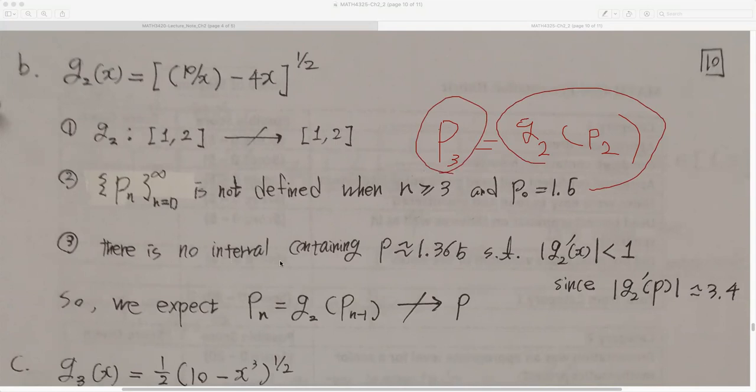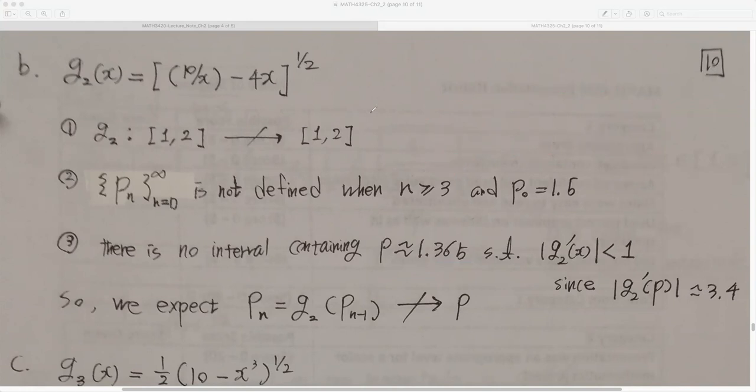And then there is no interval containing P 1.365 such that the absolute value of the derivative of G sub 2 is less than 1, since the derivative of G sub 2 is 3.4. So this function G sub 2 doesn't satisfy the hypothesis in theorem 2.3.